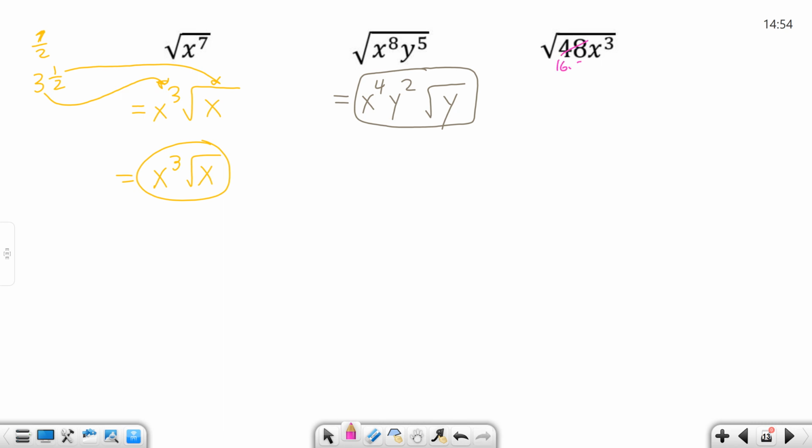So I'm going to say this is 16 times 3. The square root of 16 comes out as a 4. And what's left over under the radical? The 3. Okay? And then since 3 is bigger than 2, that means I'm going to have some x's out here and possibly some in here, if there's any left over.